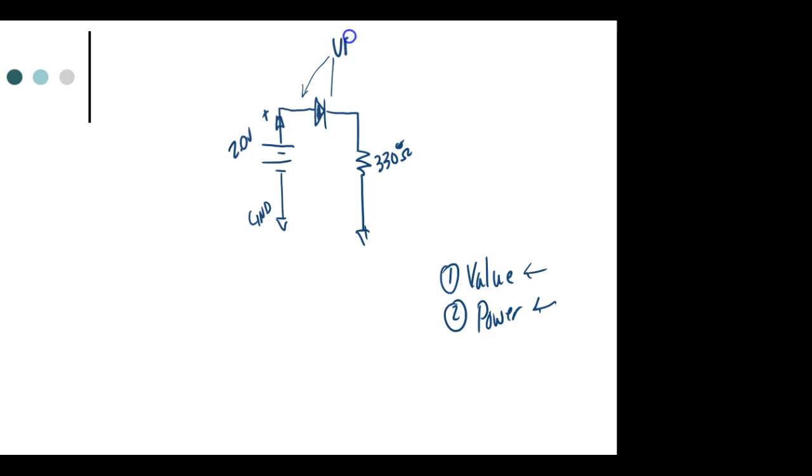We're going to measure the VF of the diode, and then we're going to measure the voltage drop across the resistor. And we're not going to use an ammeter. We've got a resistor, so I of the diode is going to be VR divided by R. So we're going to use that 330-ohm resistor to calculate our current. I think a quarter watt's going to be okay.